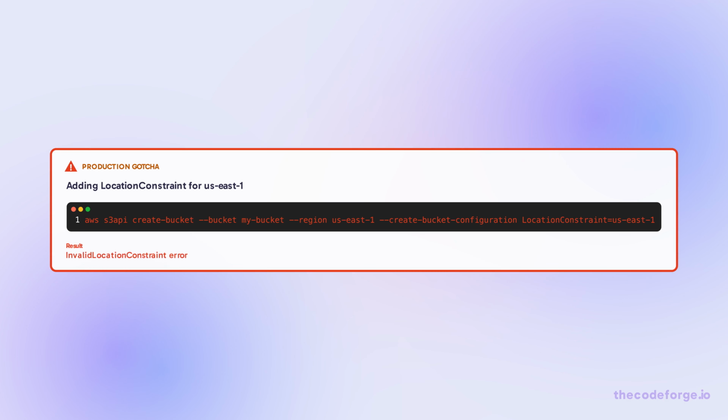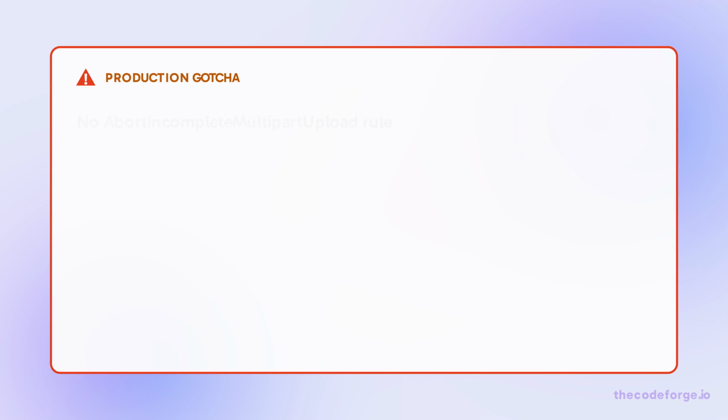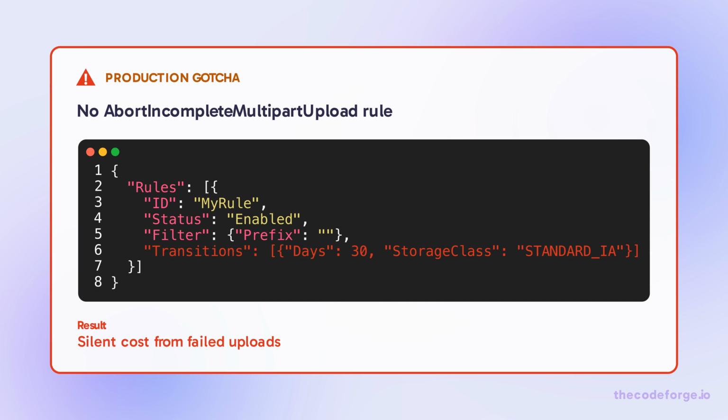If you include a location constraint for US-East1, Amazon Web Services throws an error. US-East1 is the default and must not have one. Every other region requires it. Without an AbortIncompleteMultipartUpload rule, failed large uploads leave partial parts in Simple Storage Service, silently accumulating storage costs. Always add a rule to clean up incomplete multipart uploads after a few days.